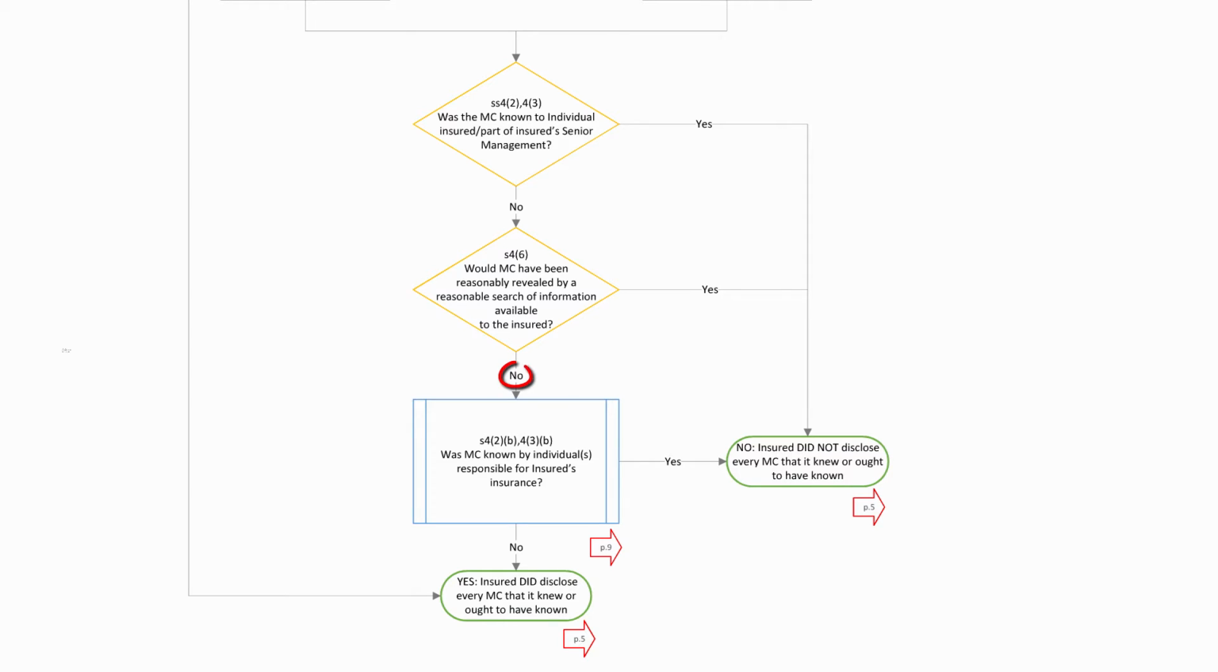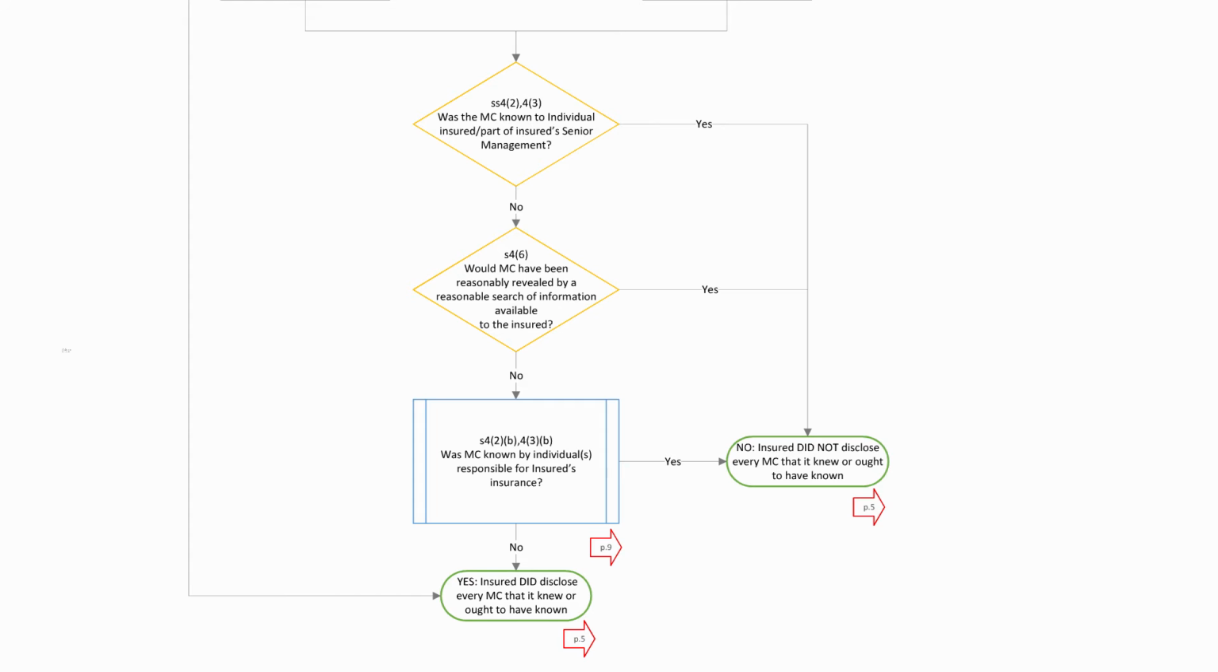But if that information would not have been revealed by a reasonable search, next you will see there's another question within a blue box that requires further consideration. You find that on page 9. I'm not going to go through that now. What you're considering is whether there was information known to a broker or someone within the insured's organisation that was responsible for placing the insured's insurance. Page 9 deals with certain exceptions to what a broker is deemed to know about. That principally covers a situation when they learn confidential information through another one of their clients. They're not required to disclose that, as it would cause them to breach that duty of confidence. If the answer to the question in the blue box is no, then you move down to the conclusion that the insured did disclose every material circumstance that they knew or ought to have known.